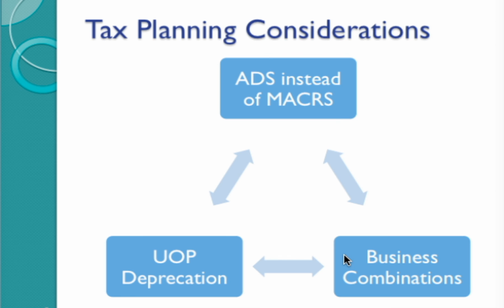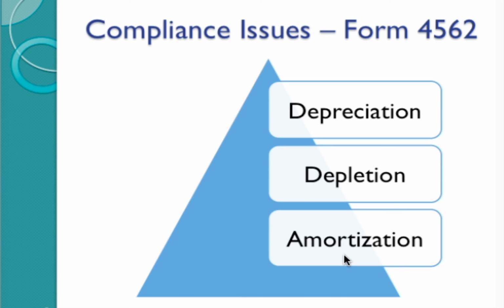For tax planning considerations, some of the areas that you might want to look at are listed here. I would say the biggest, or the most common, tax planning consideration that a tax consultant would look at would be using ADS instead of MACRS in the case of having a net operating loss for the period, or being subject to having to use alternative minimum tax for that year's taxes.